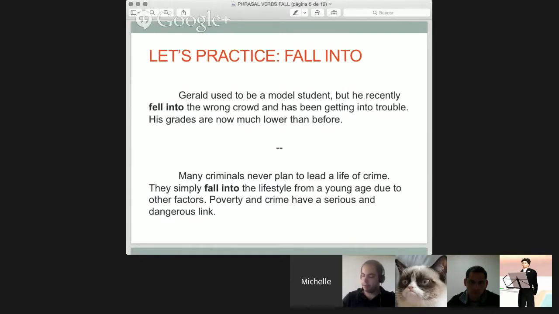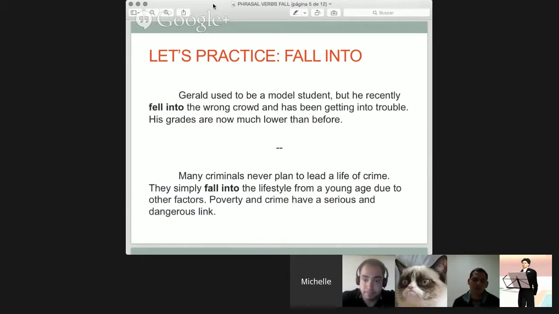Beto, could you read the second paragraph, and then we'll clarify a little bit more what the definition is? Many criminals have never planned to lead a life of crime. They simply fall into the lifestyle from a young age due to other factors. Poverty and crime have a serious and dangerous link. Good. So what do you think, Beto, in this context? What does it mean to fall into something? To fall into a lifestyle, to fall into a habit? Yeah, to get attracted to something you didn't want to, or you haven't planned to.